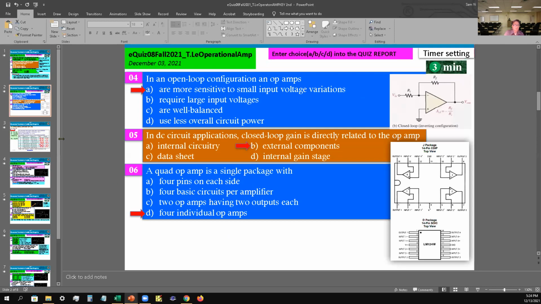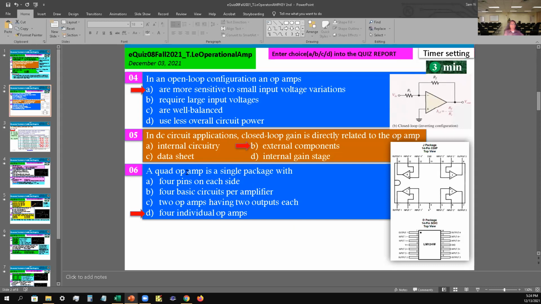Okay, so number 5, in a DC circuit application, closed loop gain is directly related to the op-amp's external component, because the DC is affected by whatever the gain is, like the RF and RI. Okay, so that's external from the op-amp, which this is the op-amp right here. So everything on the external is the one that's affecting the gain. Okay, so the answer is B as in Bob for number 5.